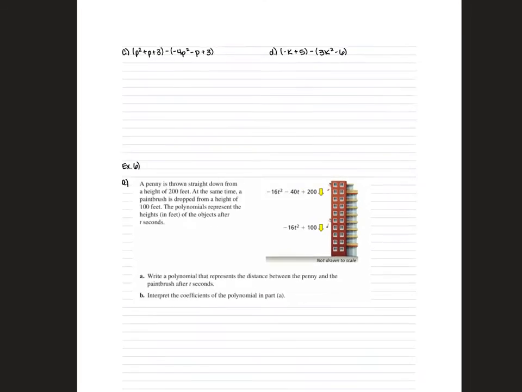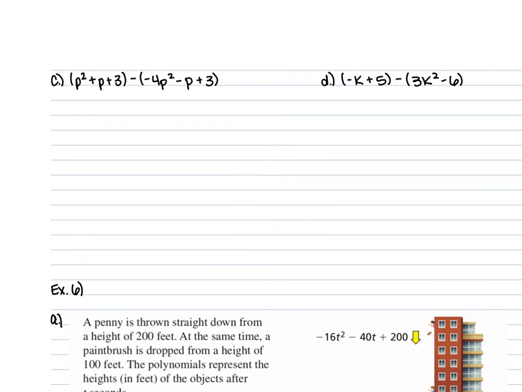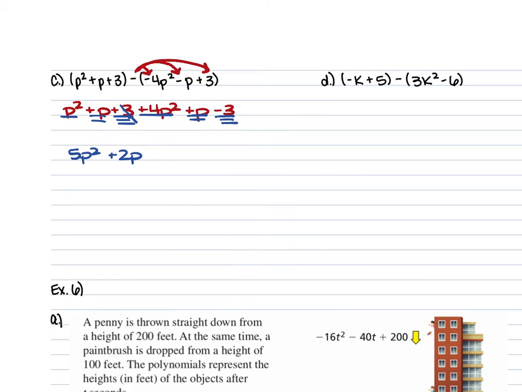Looking at our next example, we have p squared plus p plus 3 minus a negative 4p squared minus p plus 3. So again, we're going to distribute the negative. So it's going to be p squared plus p plus 3 plus 4p squared plus p minus 3. p squared plus 4p squared is 5p squared. p plus p is 2p. And 3 minus 3 cancels out and gives us 0. So it's just 5p squared plus 2p.